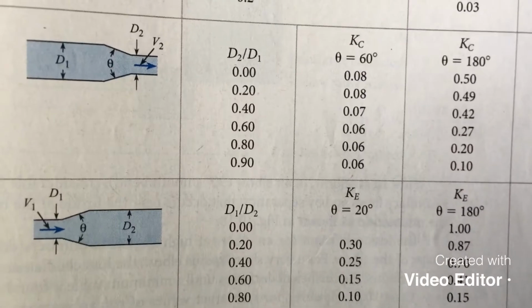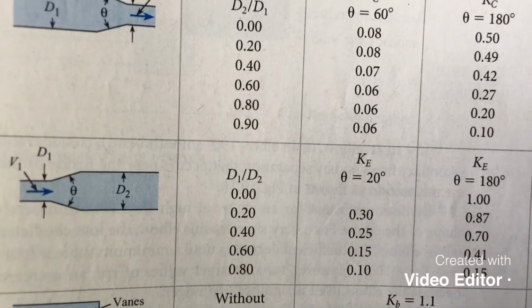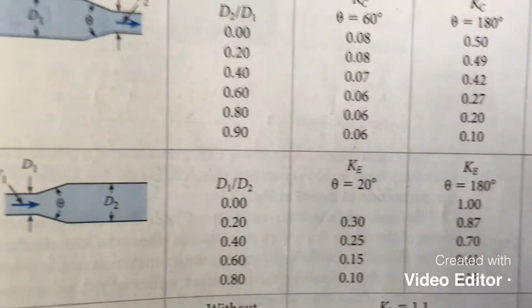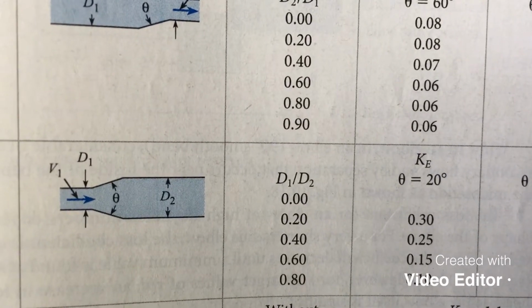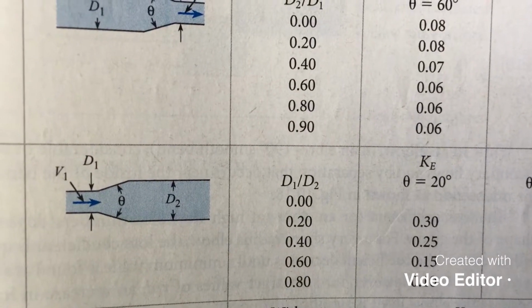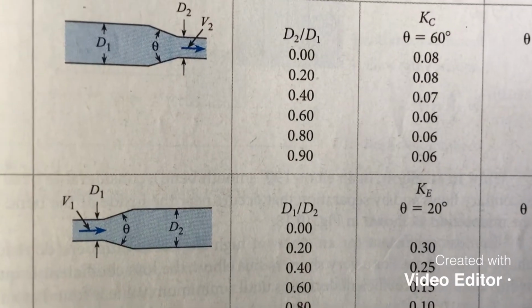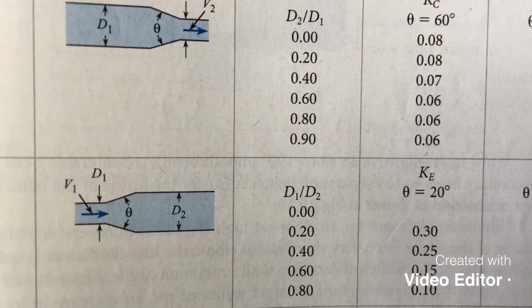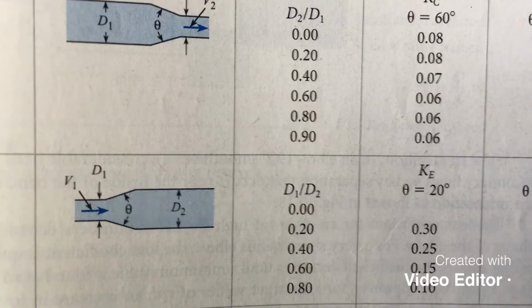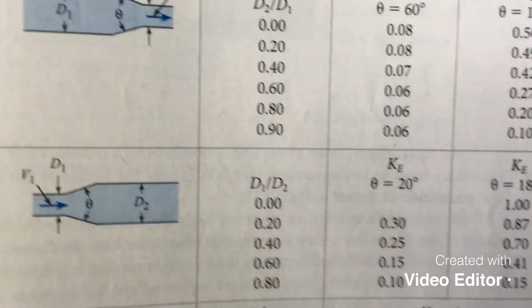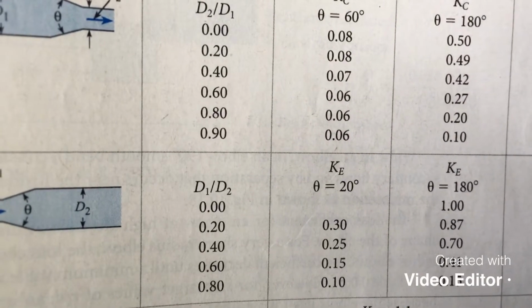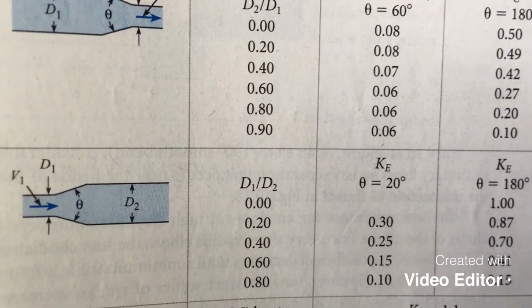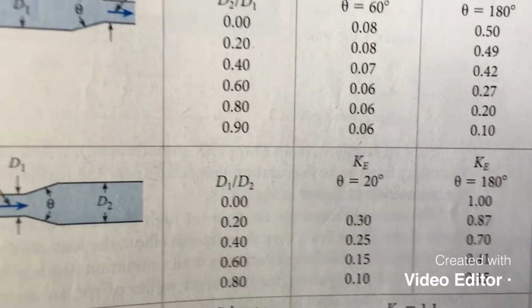Okay, same thing for the expansion. Be careful. In expansion it is d1 over d2. d1 is the smaller pipe. The numerator is always the smaller pipe. The ratio is always the small pipe divided by the larger pipe. So it depends on the d1 over d2, and also on the theta angle for the transition. You will have a different case.